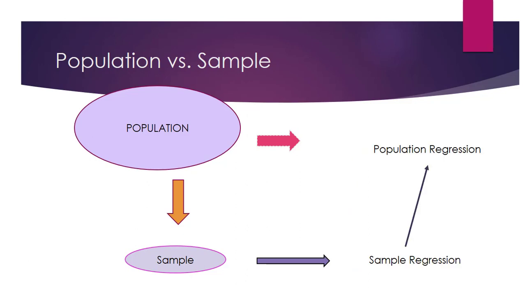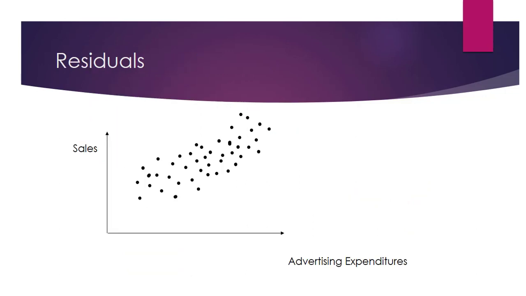Now, in terms of regressions, we cannot observe the population regression, but we can observe the sample regression. And so we have an estimate and can make inferences on the population regression line. How do we make inferences again? Good old hypothesis testing. Time for a quick refresher on residuals.